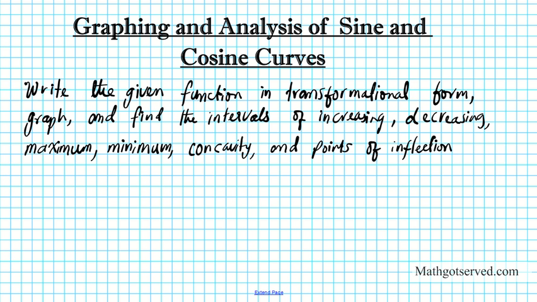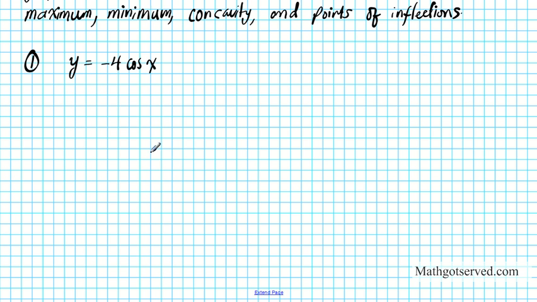So these are the things we're going to be doing in today's example problems. Let's take a look at question number 1. We have the trig function y equals -4 cosine x. Alright, let's express this function in transformational form. In transformational form, it can be expressed as y minus 0 equals -4 cosine 1 times x minus 0. With this information, we can find all the relevant components for graphing.